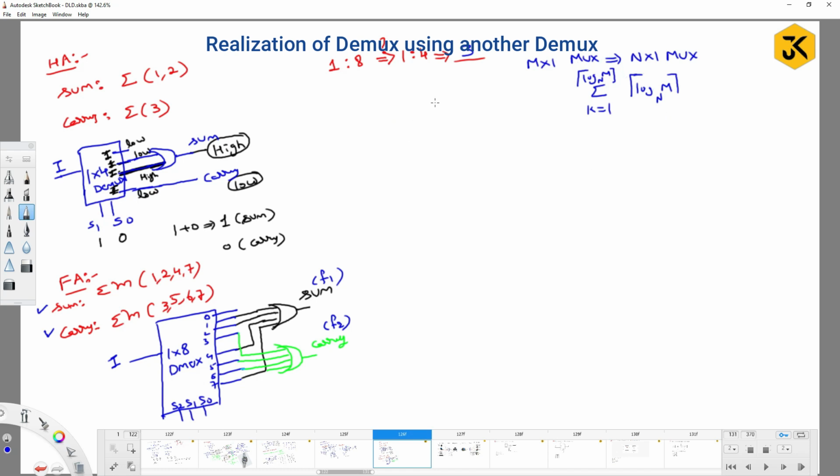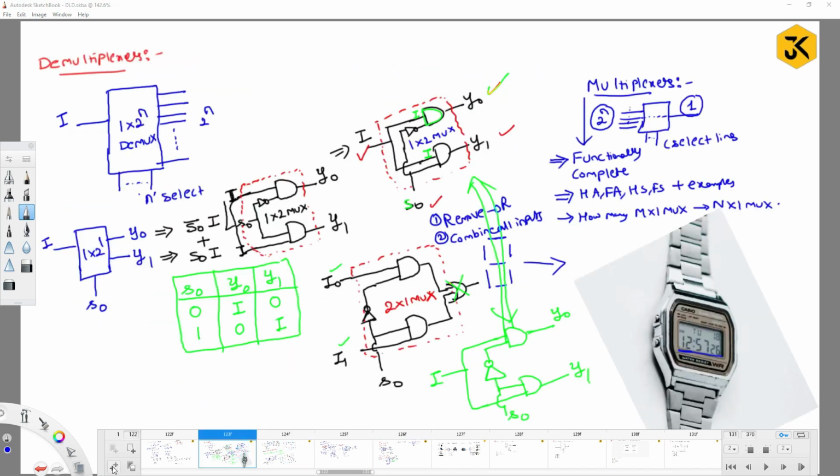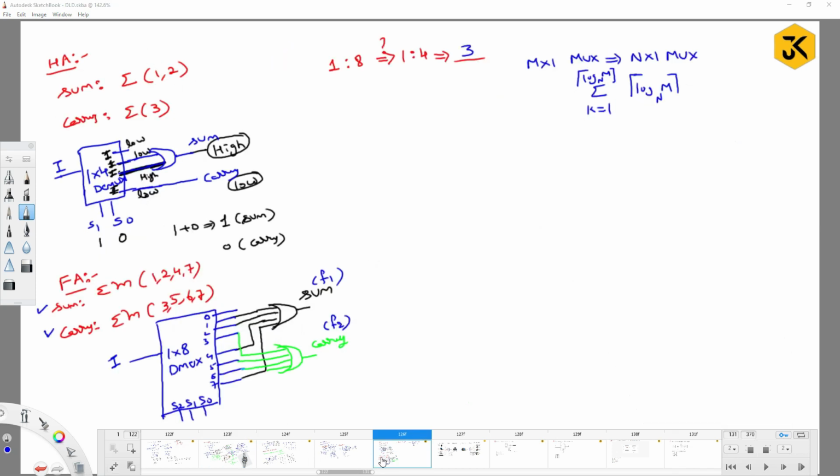Here just make it inverse, right? Because I can say that a demultiplexer is just an inverse of mux, the same formula will apply here. Okay, fine. So you will get the same formula only, right?